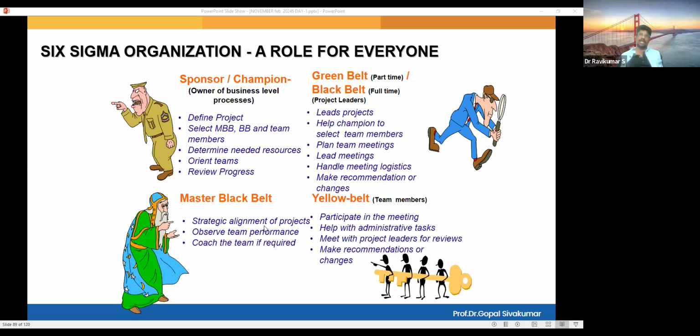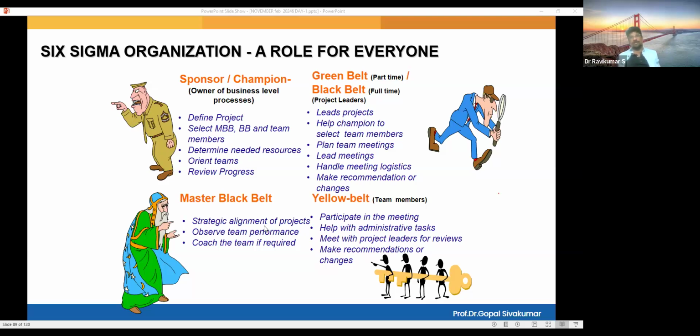What about the green and black belt? Based on experience, they can be leaders of the Six Sigma projects. Apart from that, they can help the top management to select the team members. They can be a part of the team meetings, to arrange them and lead them whenever required, and to handle the resources required for the project by getting approval from the top management. They can also make strong recommendations or suggestions when it comes to changes in the strategy or in the project scope.